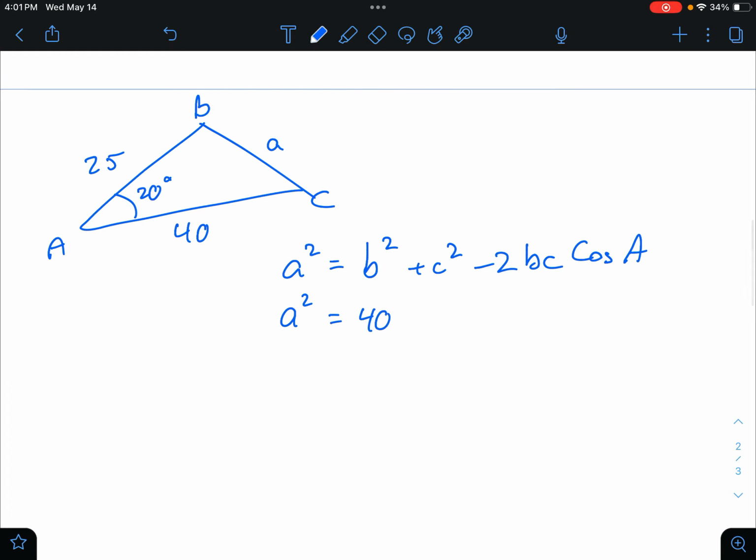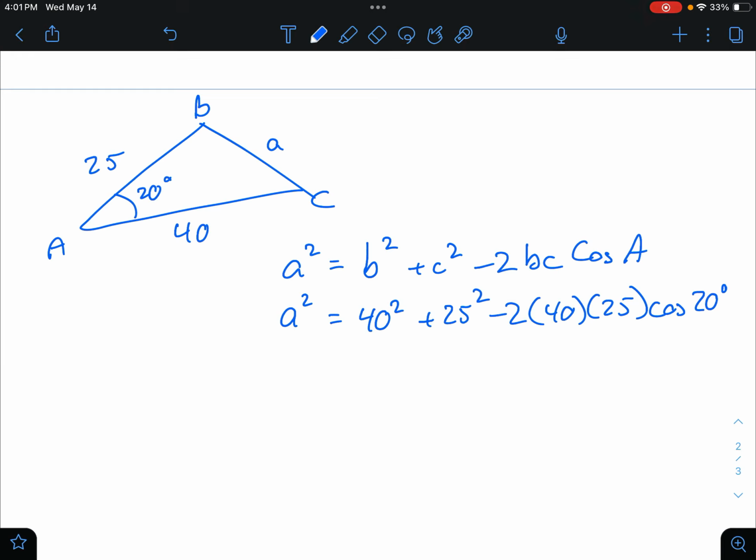So this is going to be 40 squared plus c. C is going to be 25, so that's 25 squared. Then it's minus 2 times 40 times 25, and then cos angle A. Angle A is 20 degrees, so put that in. So right now, I've got the whole formula filled in. It's just a matter of basically punching it in and solving this.